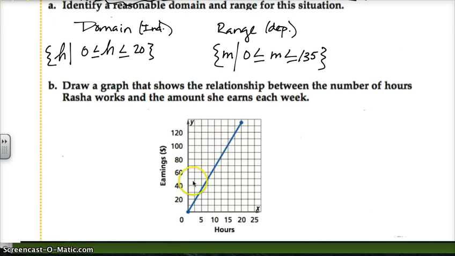Here we have a graph where the x-axis refers to hours and the y-axis refers to earnings. Notice how the x-axis is conveniently numbered by 5s, and the y-axis is conveniently numbered by 20s. And so we see that for 0 hours worked, we get $0, and for 20 hours worked, we get somewhere up here, which is, if this is 20, this is 30, and halfway between 30 and 40 will be 35. So this is her situation graphed out.